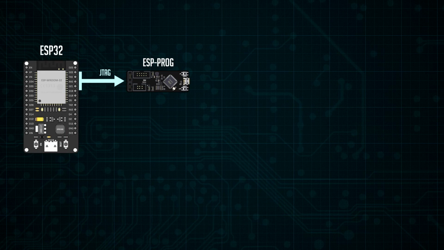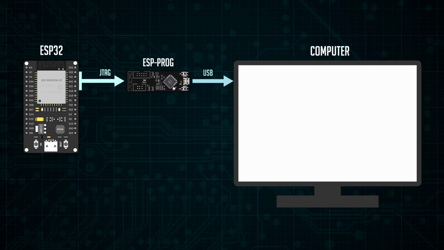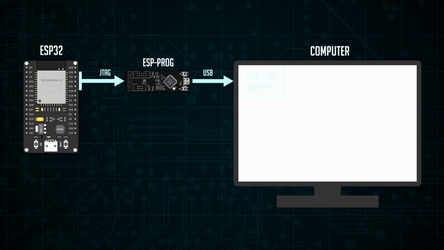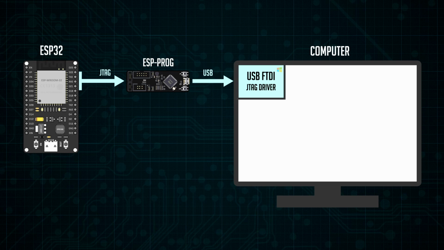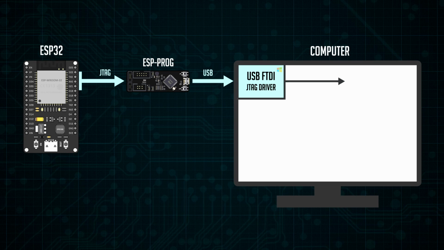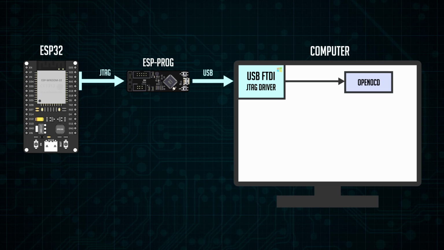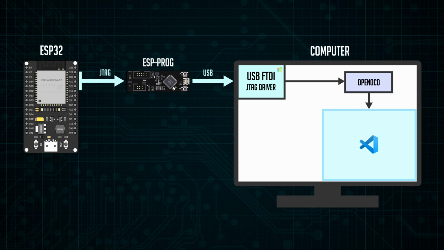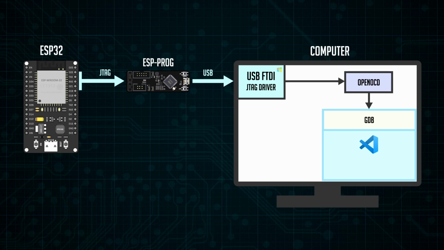The debugger is then connected to our computer using a USB port. This port is controlled by the JTAG Windows driver. This JTAG connection is then managed by a background software called OpenOCD, and then controlled by Visual Studio Code through another software called GDB Debugger.